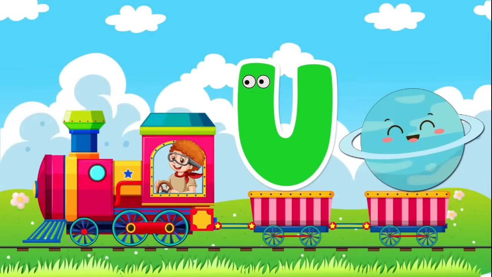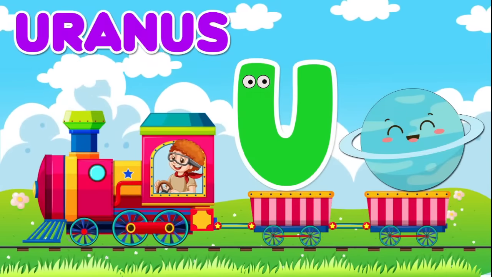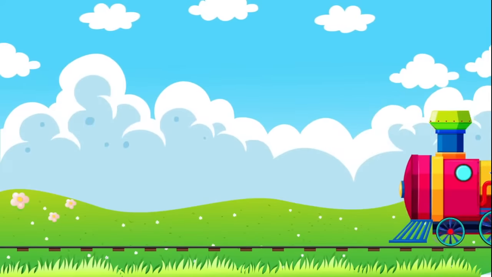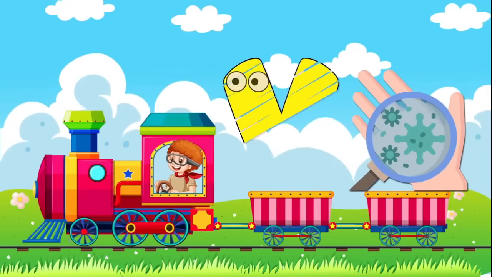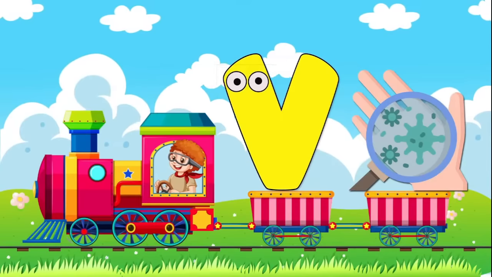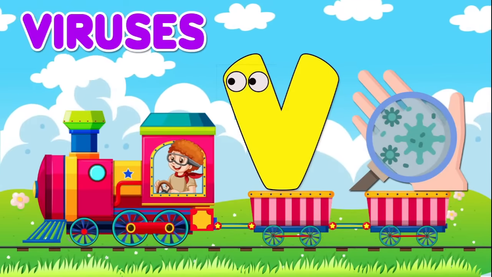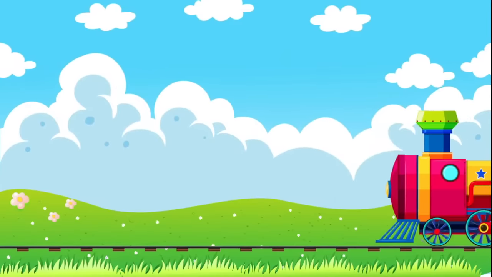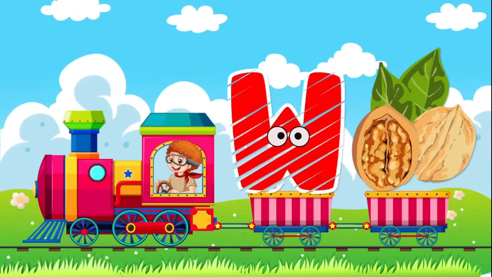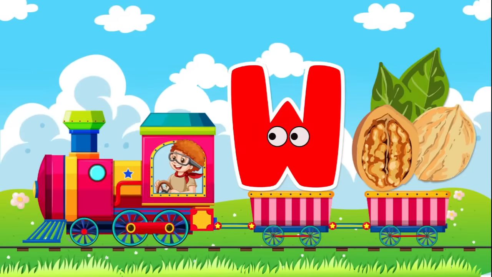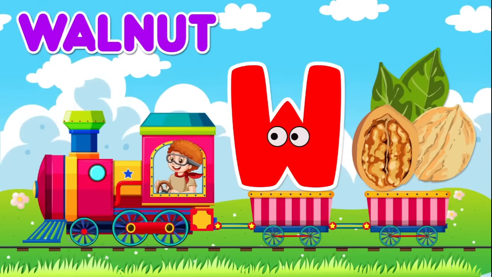Letter U. U says Uranus. Letter V. V says viruses. Letter W. W says walnut.